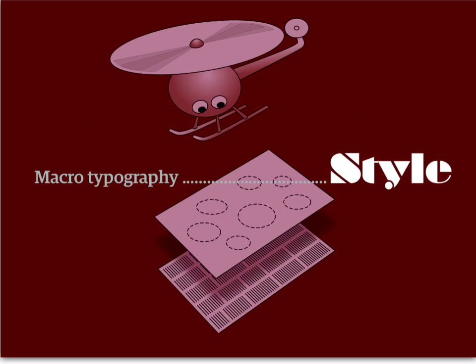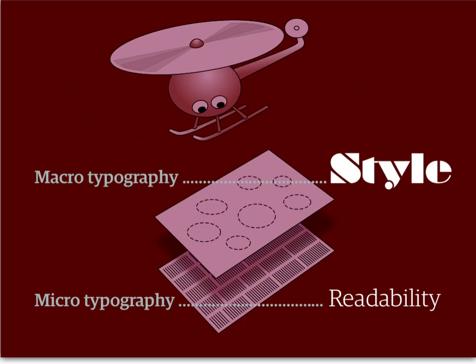Besides creating landing spots, another important function of the macro typography is to provide the publication with a certain visual style, whereas the most important function of the micro typography is to make the publication as easily readable as possible. Of course, this doesn't mean that there are no style issues when dealing with micro typography, or that the macro typography does not have to be readable.